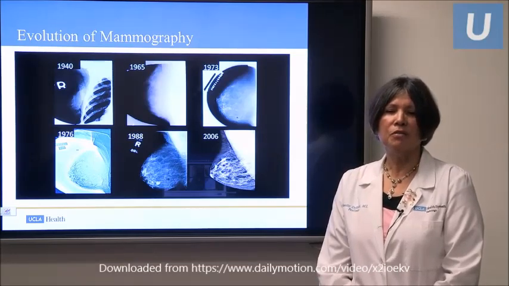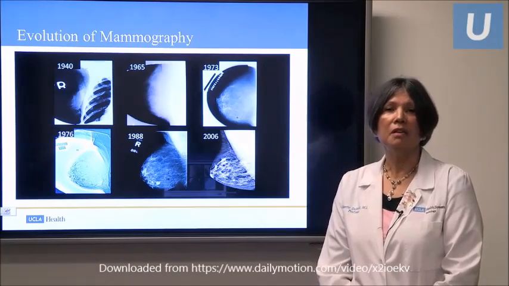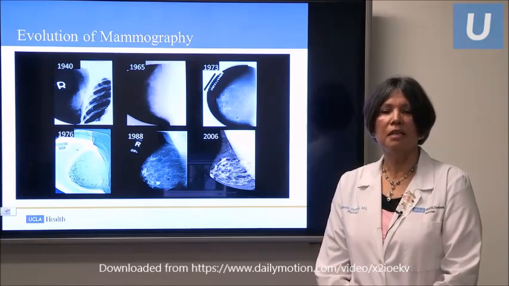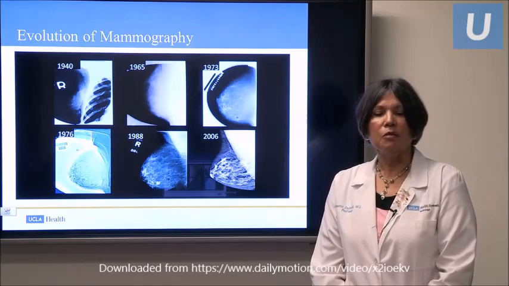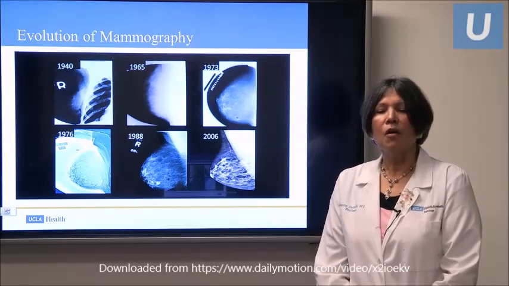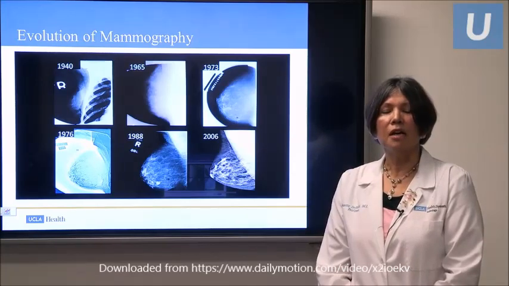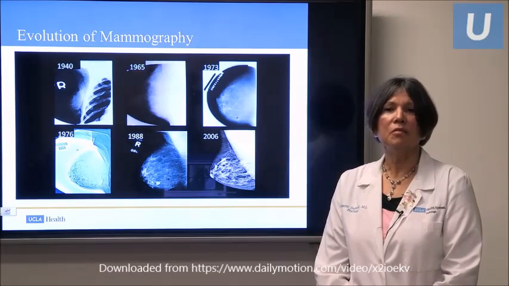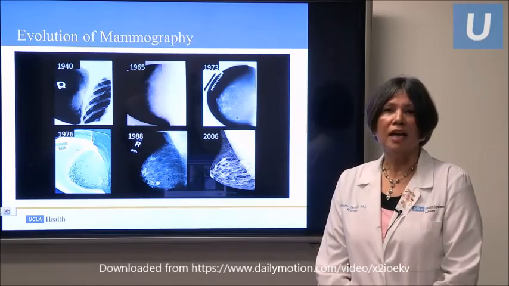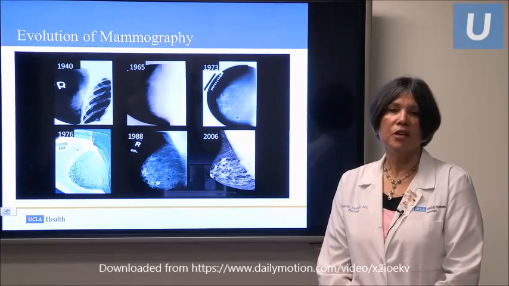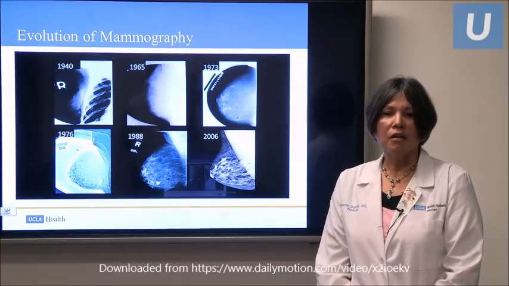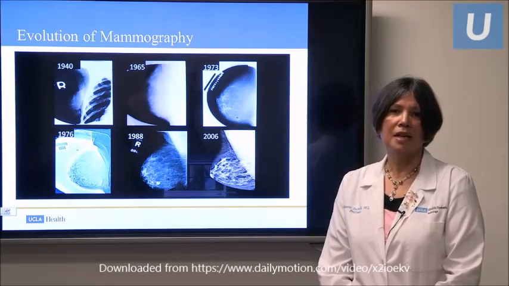And as we progress through 1988, that is film screen mammography, and that's often similar to how photographs are obtained. And then lately, we improved our imaging to the digital world in 2006, where the images are actually placed into an acquisition system and are able to go to a workstation, and we can image our breast with digital, and we can improve our imaging. And we are continuing to improve as time goes on.